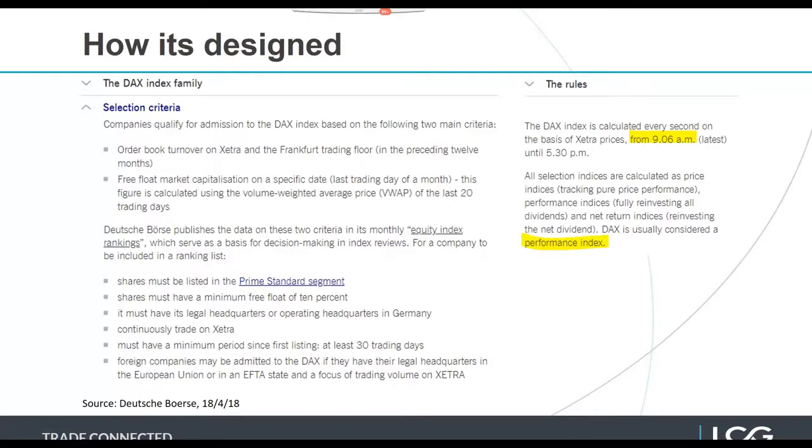All the companies need to have headquarters or operating headquarters in Germany, and must continuously trade on Xetra. Foreign companies can be admitted, but there aren't any at the moment, I believe.